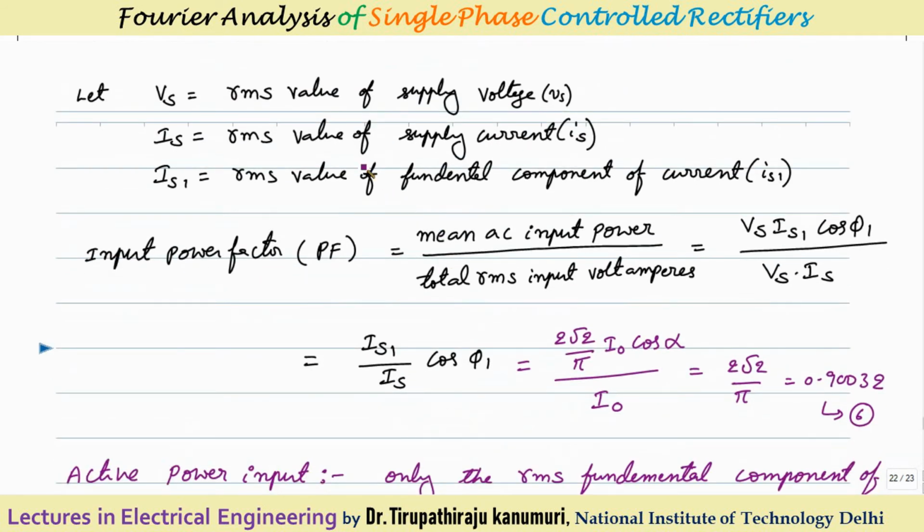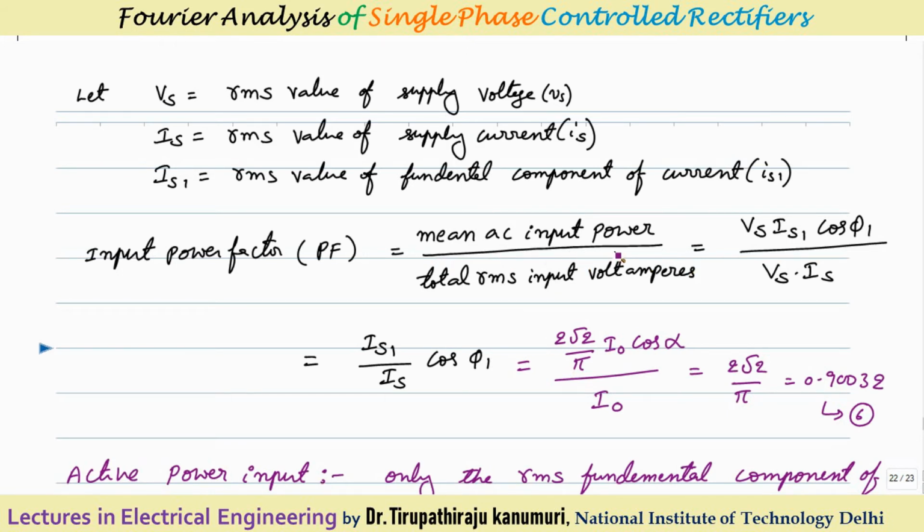So I am assuming that Vs is the RMS value of the supply voltage and Is is the RMS value of the supply current, and Is1 indicates the RMS value of the fundamental component of current. From this I can calculate my input power factor, which will be equal to mean AC input power divided by total RMS input volt amperes. That means RMS value of my input voltage multiplied by RMS value of my input current. Remember, this is the total input current, because ideally only the fundamental component should be there, only that will actually contribute to the energy transfer. We are going to see this in the next section.